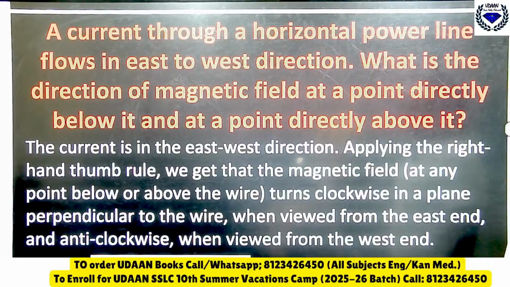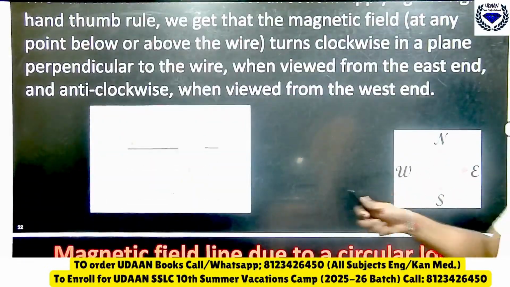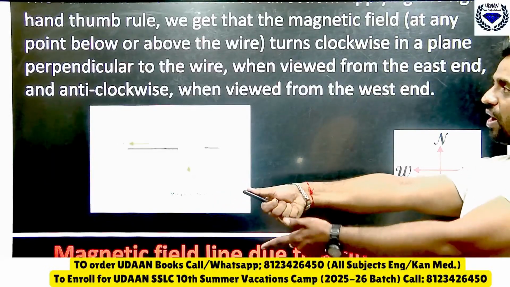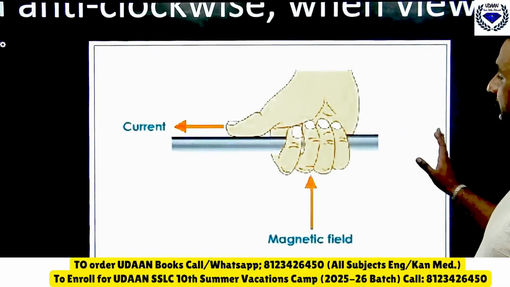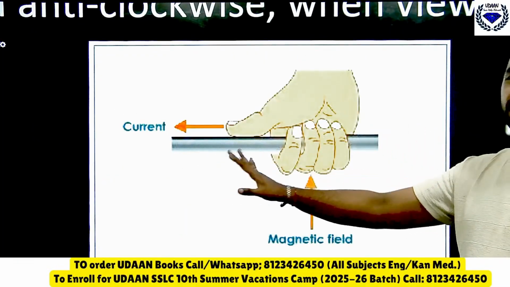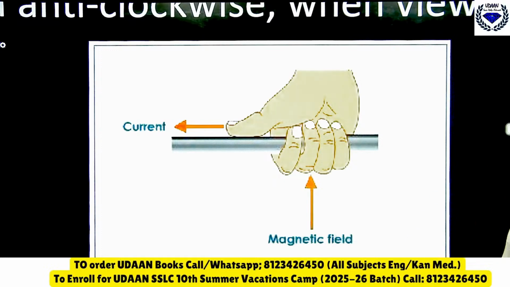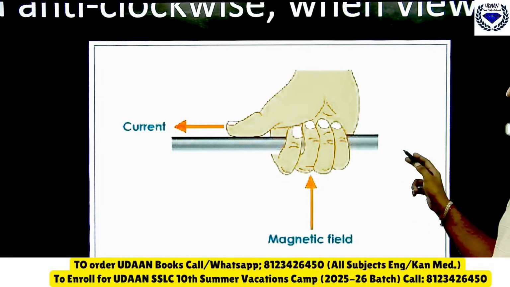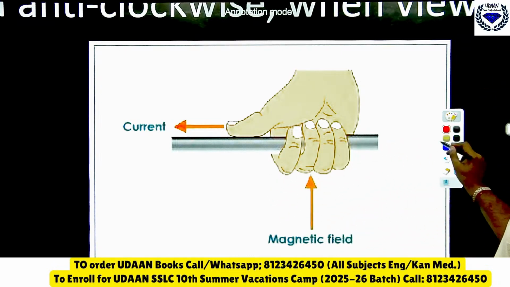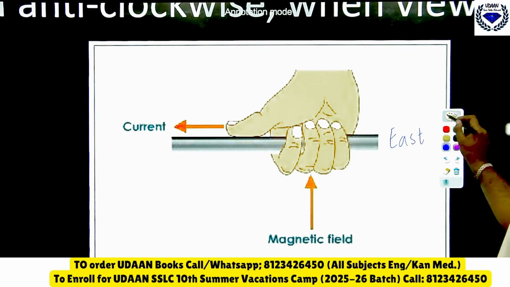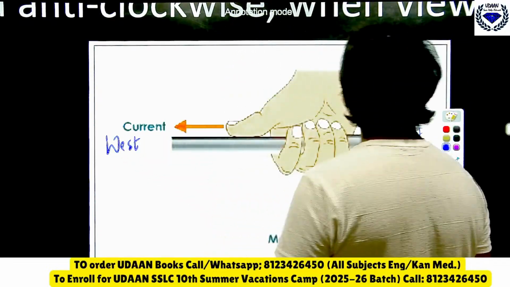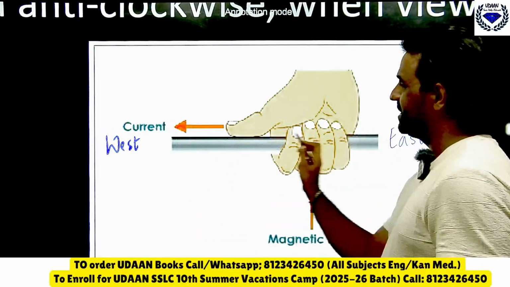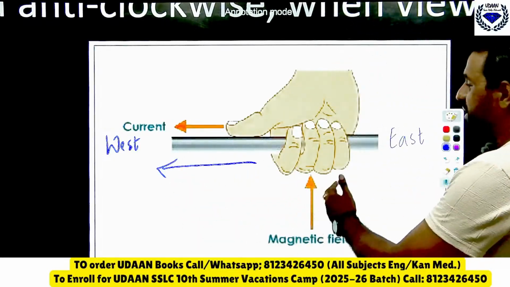Then, a current through a horizontal power line flows in east to west direction. What is the direction of magnetic field at the point directly below it and at a point directly above it? Suppose you hold it like this, so how will it move? Clockwise. So you can see the current is moving from east to west. Suppose this is the east direction and this is the west direction. Okay, this is west. So now if the current is flowing like this, from east to west, how will the magnetic field move?